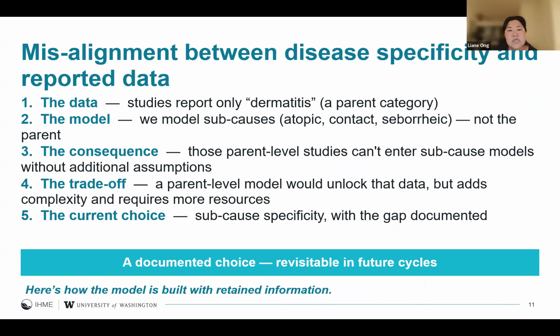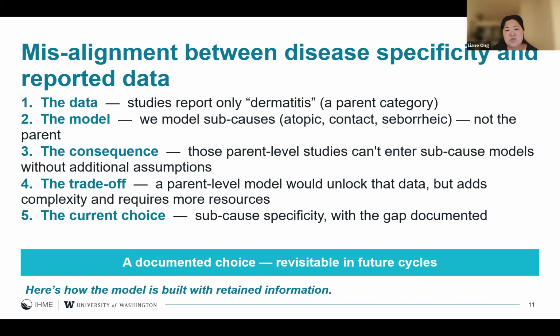Another example is when we see a misalignment between the disease specificity and what we report. So in this example, we find many studies that report only dermatitis. And while dermatitis is a parent category within GBD, and you can find estimates of dermatitis, it is actually not a disease grouping that we model specifically. What we model are 3 subcauses of dermatitis: atopic, contact, and seborrheic.